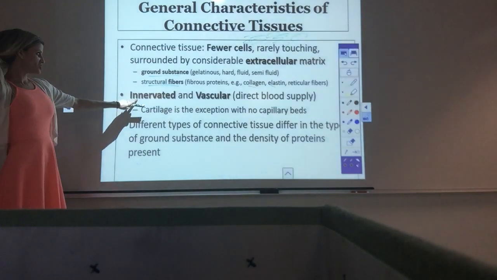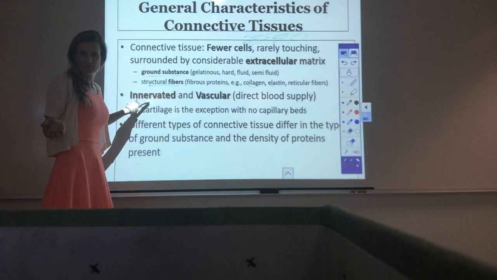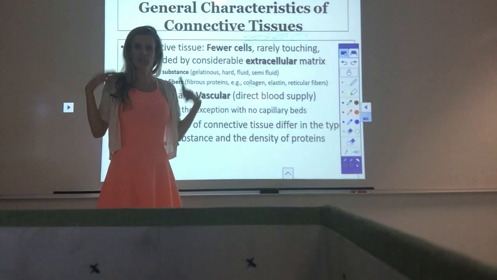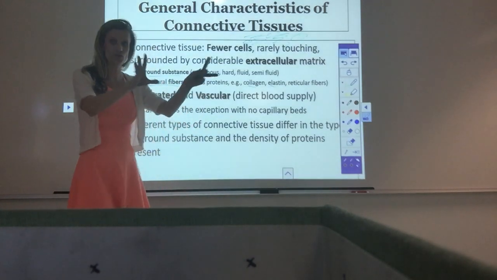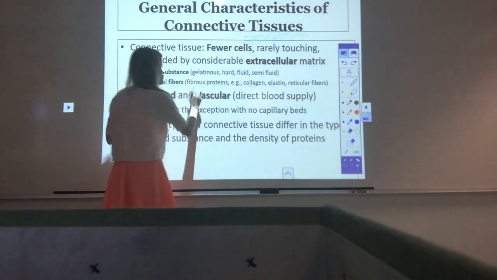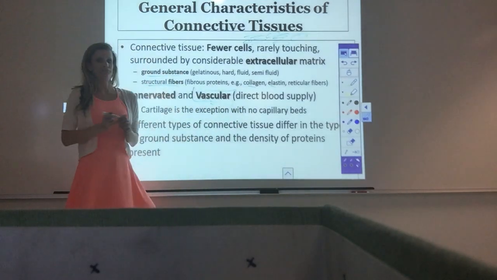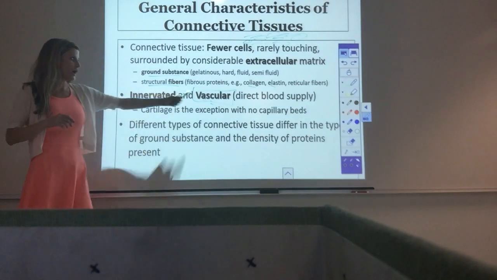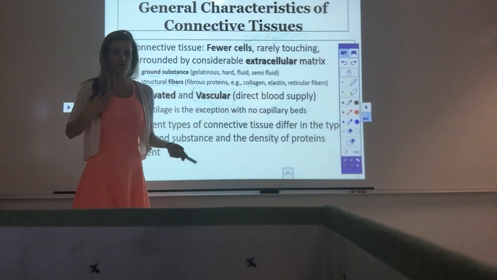When we look at connective tissue, it's innervated, okay? Just like epithelial tissue, you got nerves, you can feel stuff. You can send commands to the tissue, you can get sensory information out of the tissue. It is also vascular. Okay, that is a big difference between connective tissue and epithelial tissue.